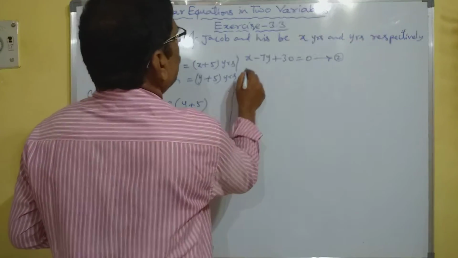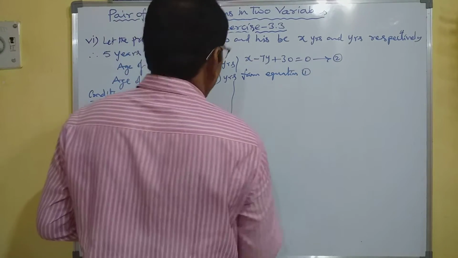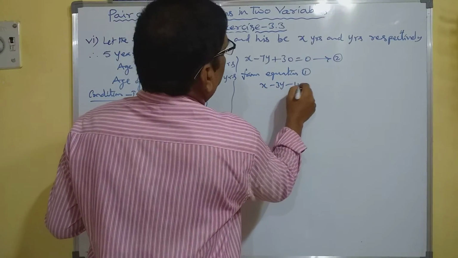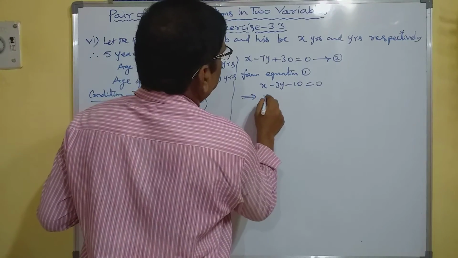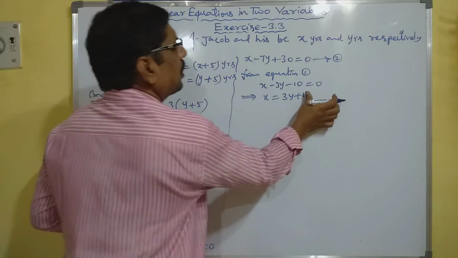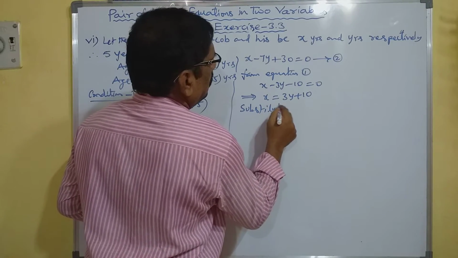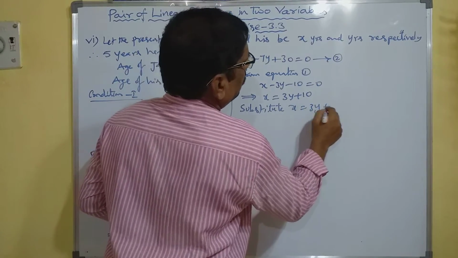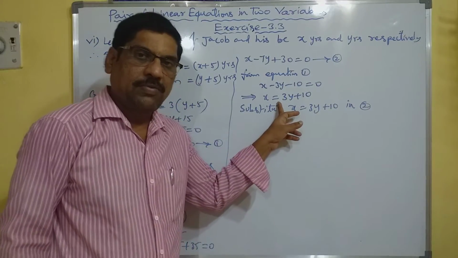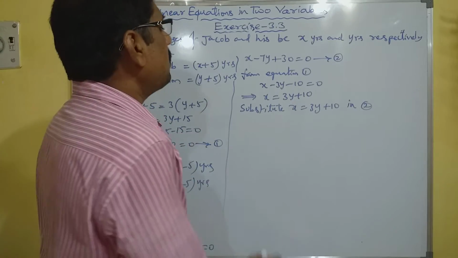Now from the first equation, from the equation 1, what is the first equation? x minus 3y minus 10 is equal to 0. This we can write as x is equal to 3y plus 10. Now substitute x is equal to 3y plus 10 in the equation 2. Why? Because this has been extracted from the first equation. The result so obtained should be substituted in the equation 2.